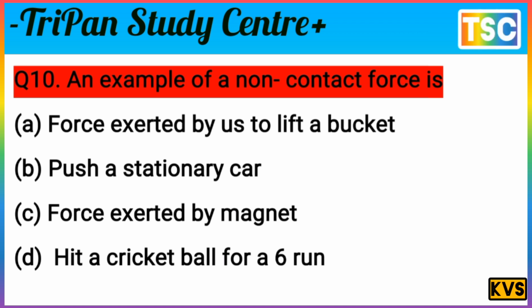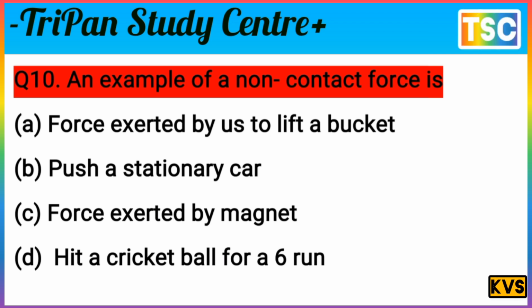It means the A option is wrong. B, push a stationary car. Pushing a stationary car means it is a contact force. It means the B option is wrong. B option is false.